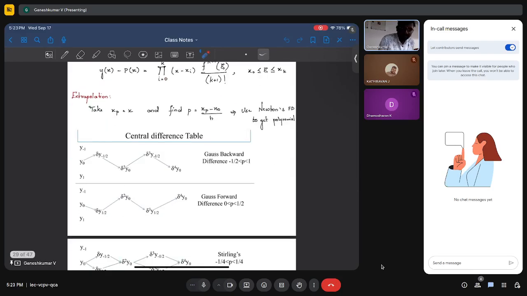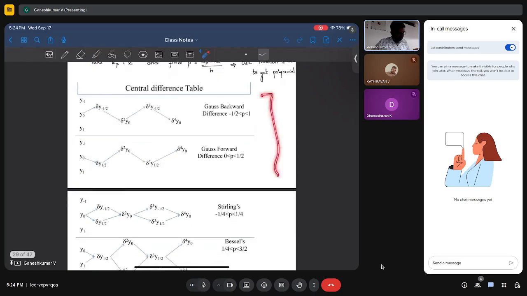And then there's also something called extrapolation. If you are trying to find a value that is outside this table, then we call it extrapolation. For that you can construct the polynomial for the full table, assume that polynomial will be applicable outside the table also, and then you just substitute the x value in that polynomial to get the extrapolation value.